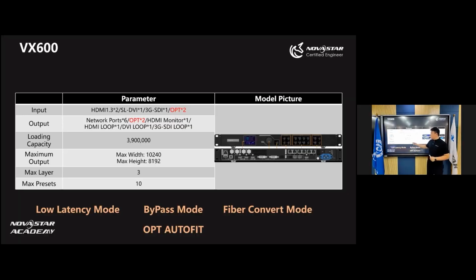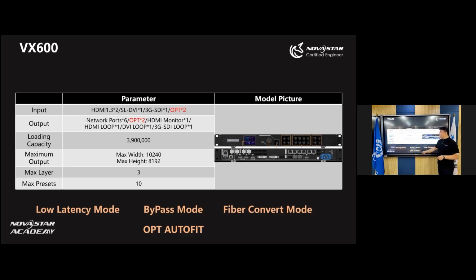But here, please note, the max width and max height is not reached at the same time. So if you reach the 10240, then how many pixels you can load on the height? We need to use the loading capacities divide the max width. You can get the number and how many pixels we can load in the height. So this is also very important when we design a project.